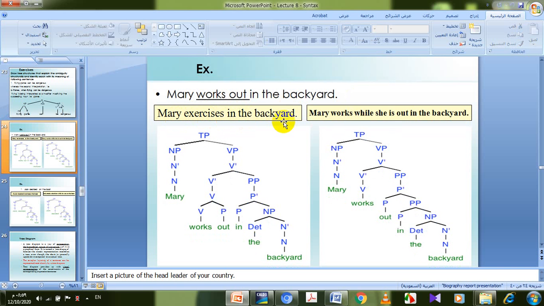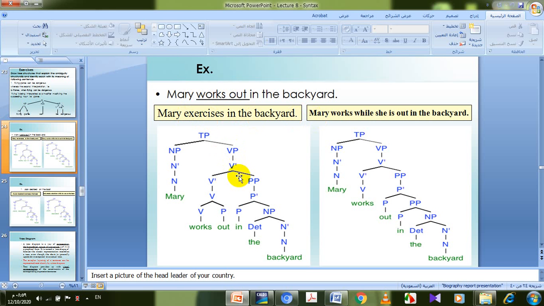Mary exercises in the backyard. TP, tense phrase, or sentence, is divided into noun phrase and verb phrase. The noun phrase is Mary, automatically from the subject. The verb phrase is the rest of the sentence starting from the verb: exercises in the backyard.